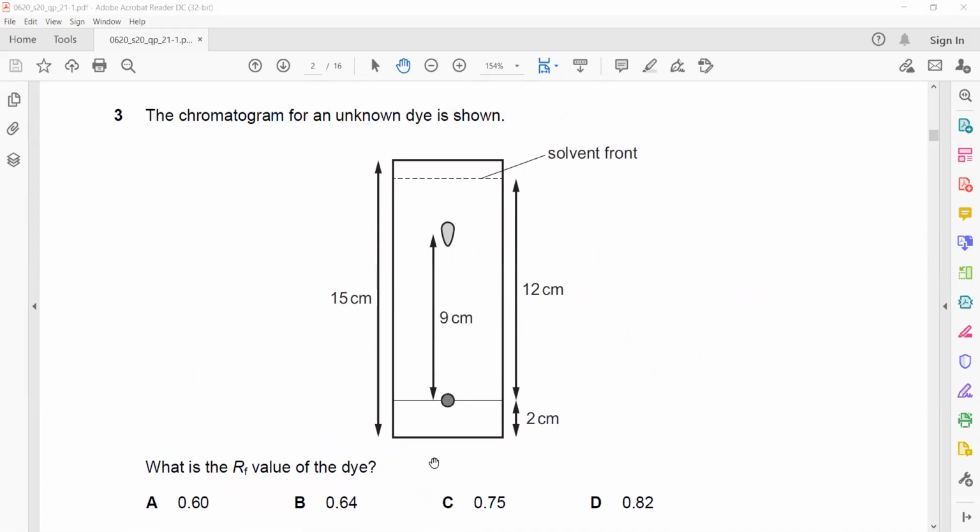Question 3. What is the Rf value of the dye?